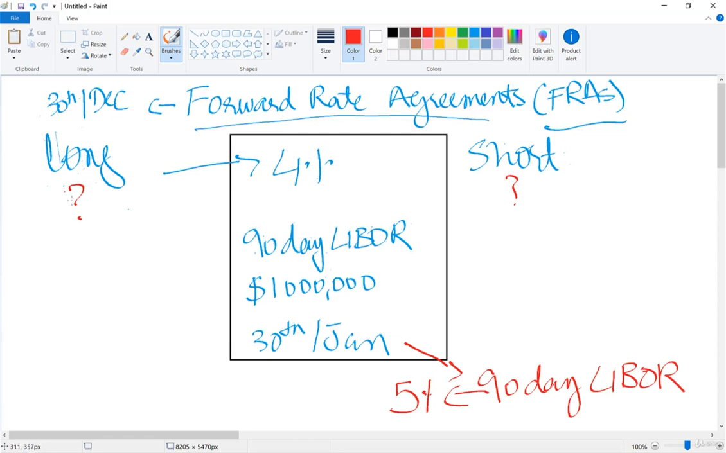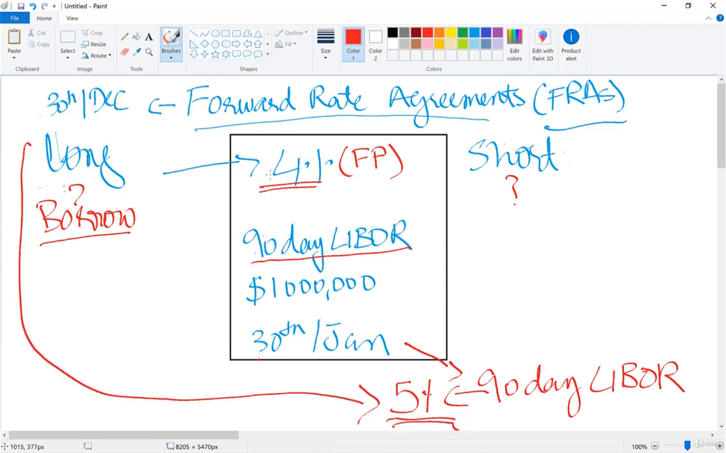Here it means that the long has committed to borrow. Remember, FRA means the long party has an obligation to borrow at the forward price, at this price. This is the forward price or forward rate. It means that the long party will borrow at 4% for 90 days after 1 month when the actual interest rate is 5%. So here the long will make a gain because it will borrow at a substantially lower rate than the market.